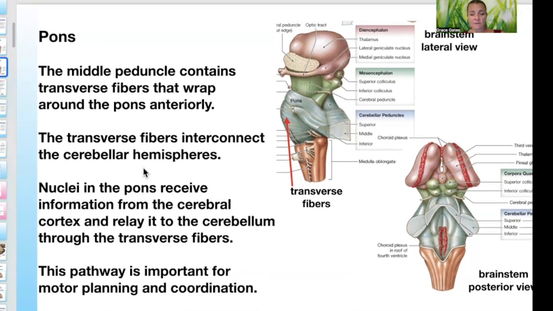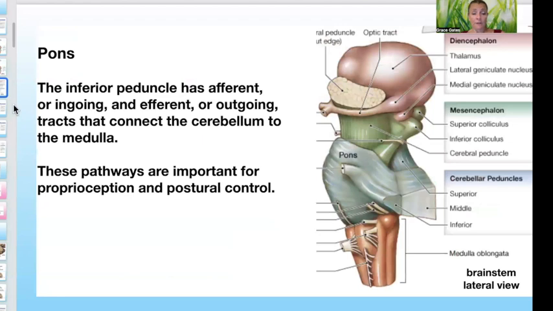Nuclei in the pons receive information from the cerebral cortex and relay it to the cerebellum through the transverse fibers. This pathway is important for motor planning and coordination. And then the inferior peduncle has afferent, or ingoing, and efferent, or outgoing, tracts that connect the cerebellum to the medulla below, inferior. These pathways are important for proprioception and postural control.